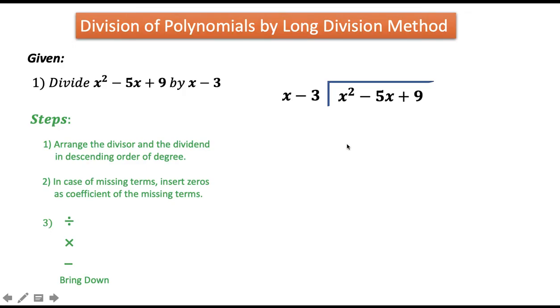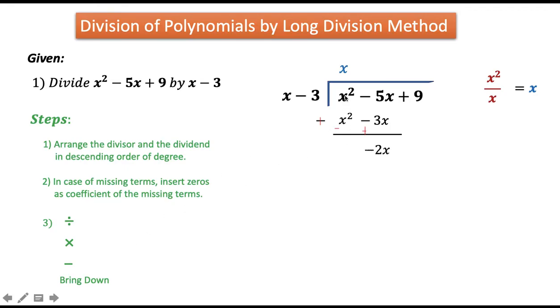We will always be dividing the leftmost term of the dividend and the divisor. So x squared divided by x gives us x, and this will be our partial quotient. After dividing, multiply. x times x is x squared, x times negative 3 is negative 3x. Next, subtract. In subtracting, we will always follow the rules of signs. Since x squared minus 3x is the subtrahend, change the sign: from negative becomes positive, from positive becomes negative, then proceed to addition.